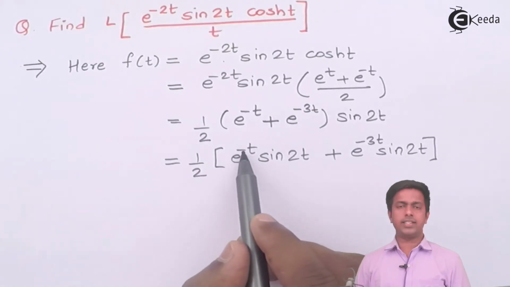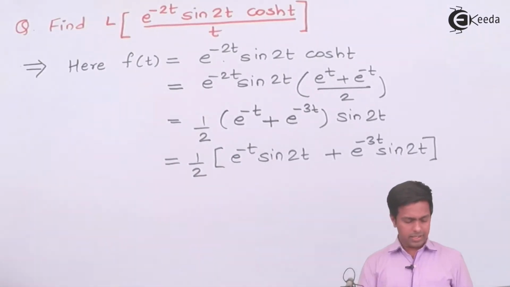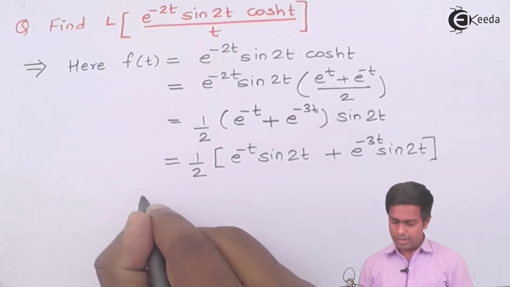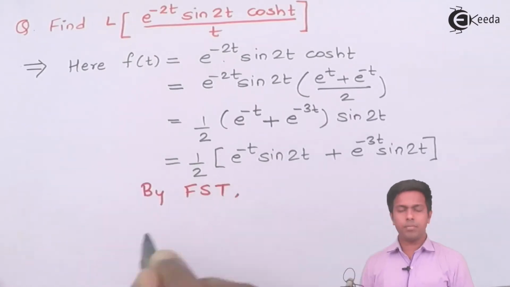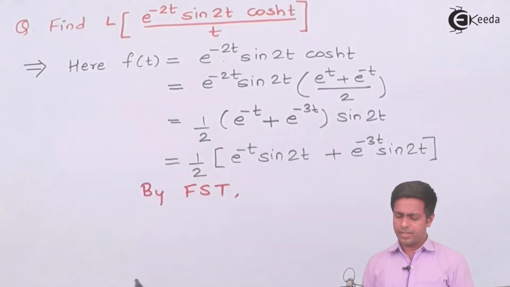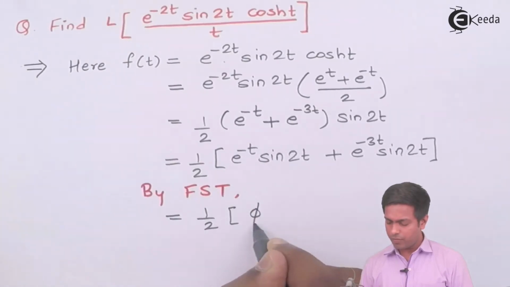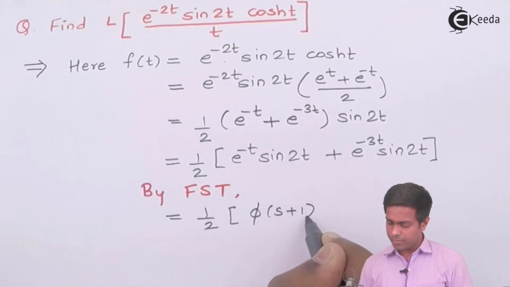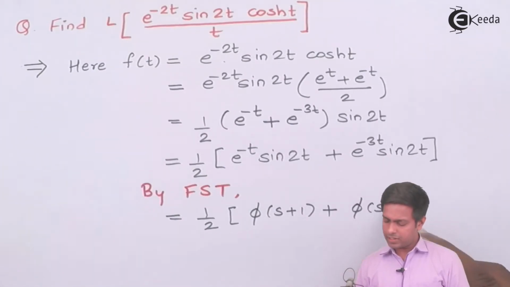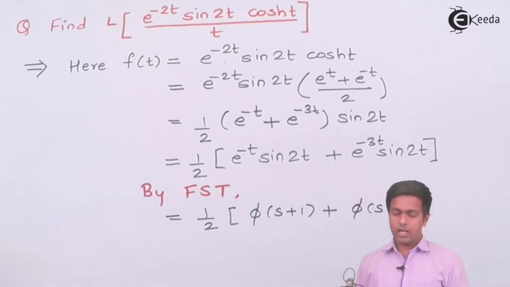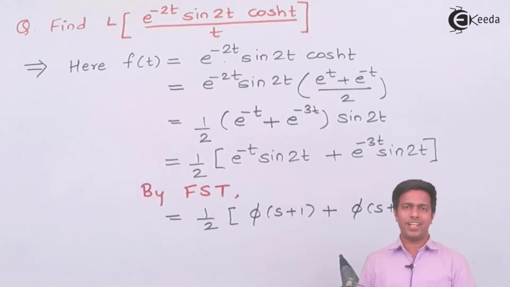Now here a is -1, so that will become +1. So guys, here I'll say by first shifting theorem, so I'll call it as FST. It is nothing but 1 by 2 into phi of s plus 1. Similarly, this will become phi of s plus 3. And to get these two functions, we have to first find out phi of s.